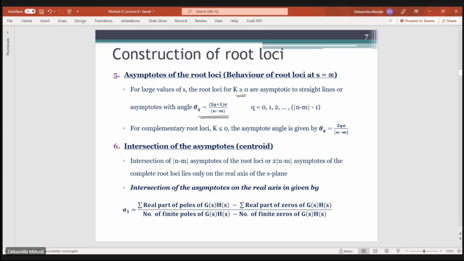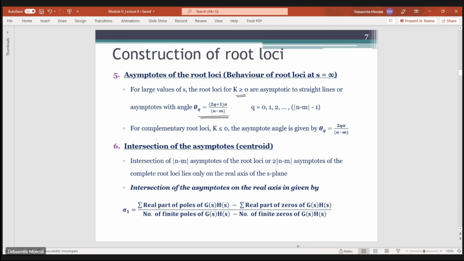Next, what we can find out is the intersection point of these asymptotes. Okay, so now the intersection of n minus m asymptotes of the root loci, or you can say twice n minus m asymptotes of the complete root loci, because the complete root loci comprises the root loci plus the complementary root loci. So there will be n minus m asymptotes in the root loci and similarly n minus m asymptotes in the complementary root loci. So overall there will be 2 times n minus m asymptotes in the complete root loci.